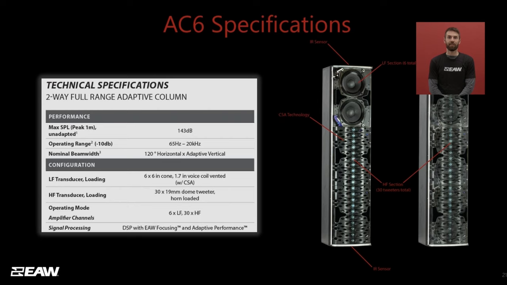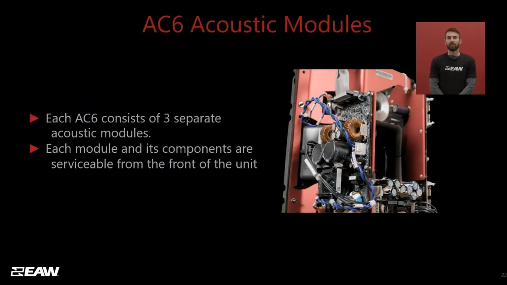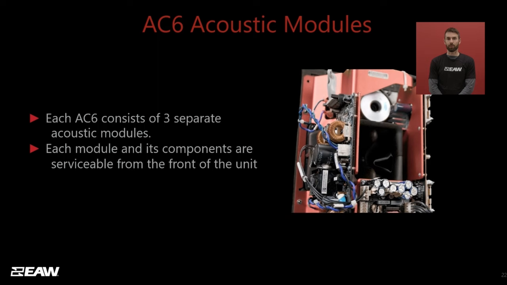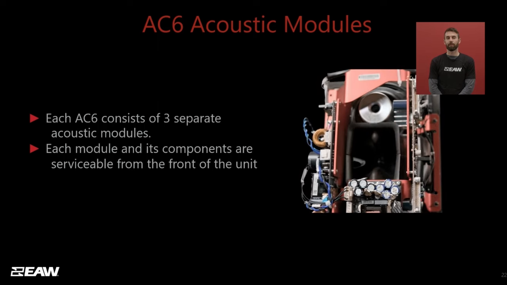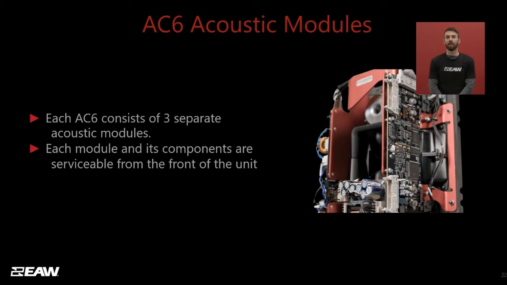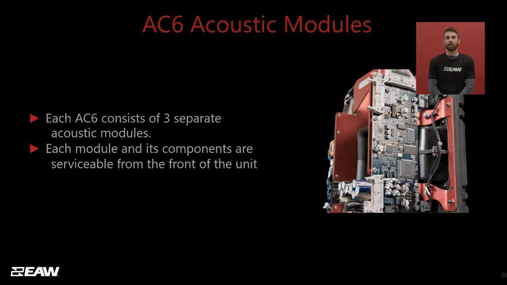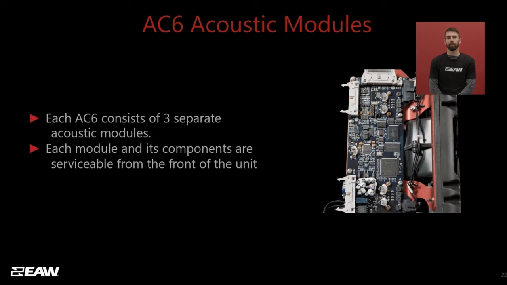As mentioned before, AC6 can go down to 65 Hz. This is much lower than our competition's products. This translates to impressive music playback never heard before in a column array. Let's take a moment to look at AC6's acoustic module. Each AC6 consists of 3 separate acoustic modules. Each module and its components are serviceable from the front of the unit. This means you will not have to take AC6 down from an install in order to perform service in the field. This gets you back up and running quicker when damaged hardware does need to be replaced.